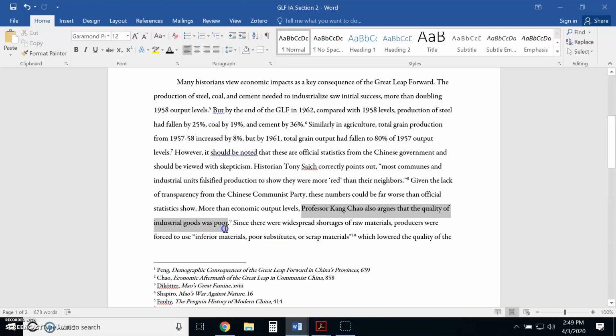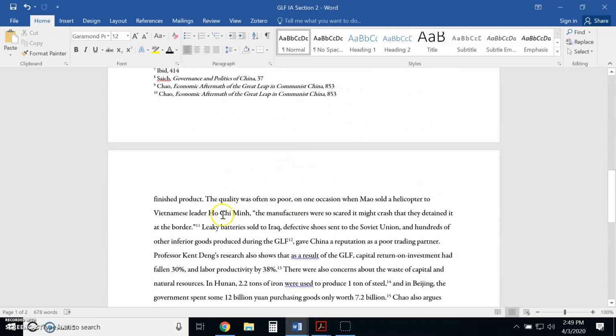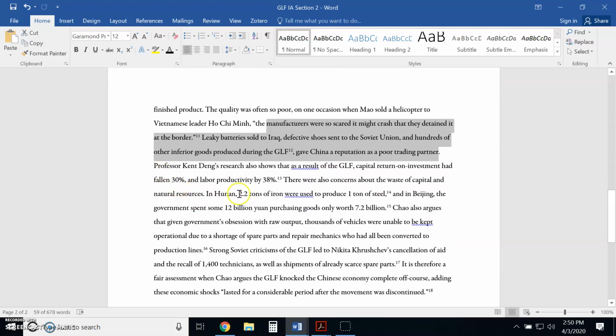The second part that is broken down is actually talking about the quality of the goods, right? Because that was another side effect of economic consequences, is the goods that were produced were garbage. And so shortage of raw materials, inferior goods. Not even their own Vietnamese allies would buy their helicopters because they had like a 50% chance they were going to crash at any time. So again, more defective products, giving China a poor reputation as a trading partner.